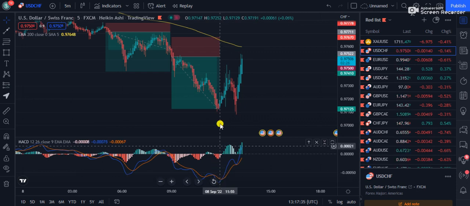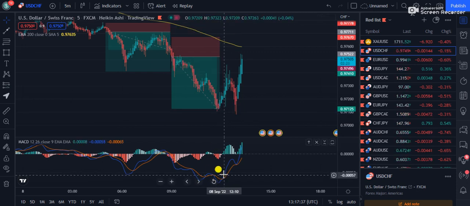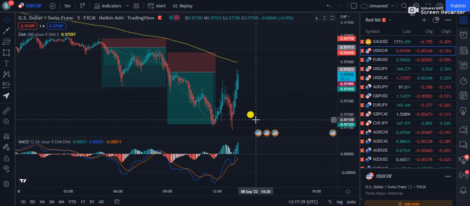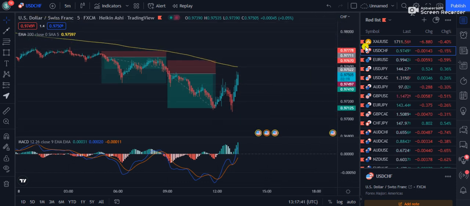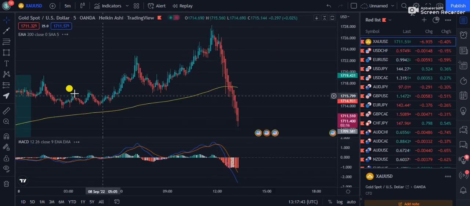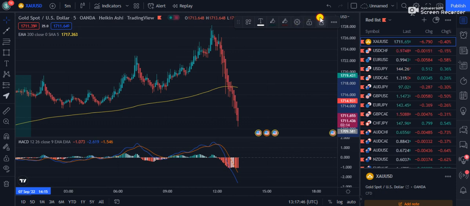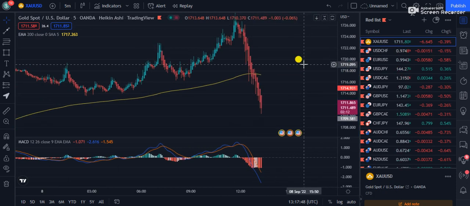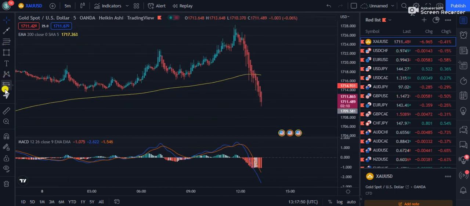For example, here we have a bullish crossover. Here we have a crossover, but guys, I will not recommend it. It's your choice to trade those, but I personally do not like to do such type of trading. Okay, so now let me show you the good examples, right?